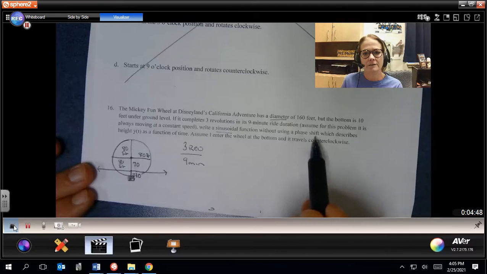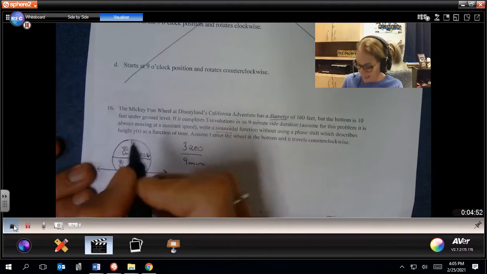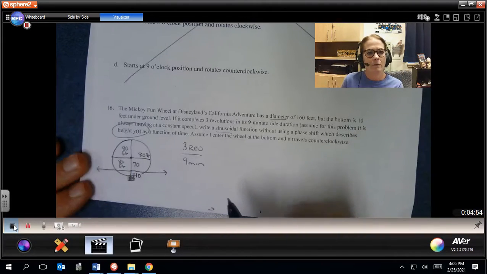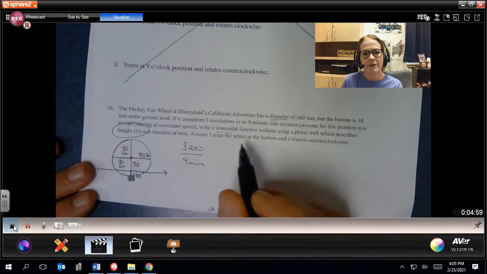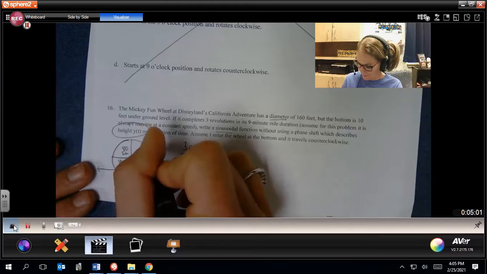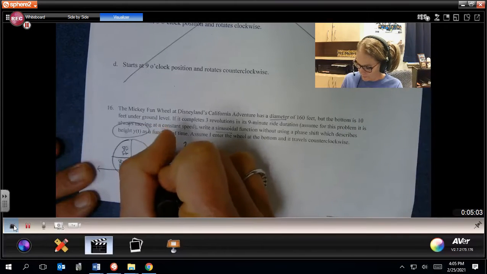Using a phase shift, without using a phase shift, okay, that's good. Which describes the height. All right, so we're doing a height, the y values, and assume I enter the wheel at the bottom. Okay, so we do enter the wheel at the bottom and we're traveling counterclockwise, so opposite the way the clock would go.